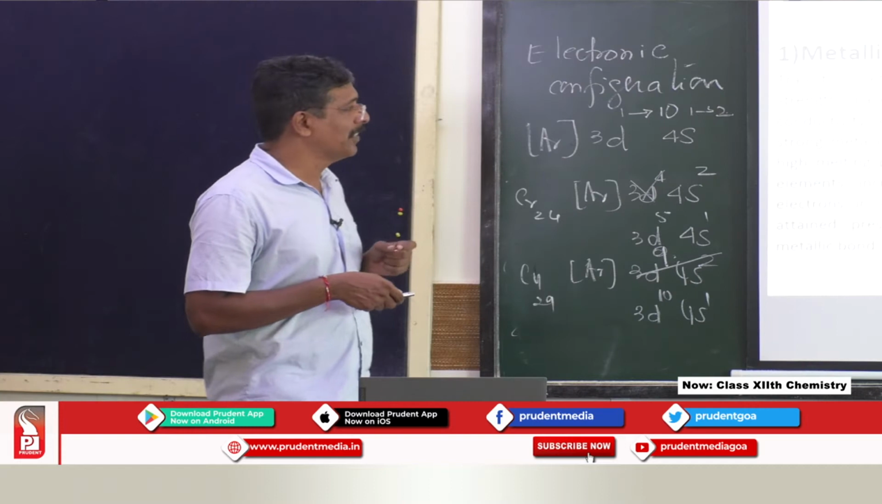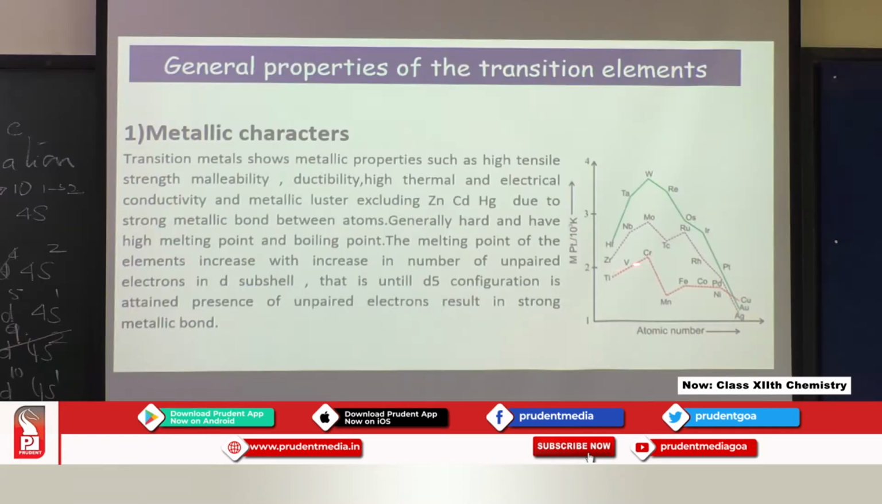See the graph. I will take the 3d series graph. Titanium is less. After that, vanadium increases, then chromium increases, and then Mn decreases a little, then iron, cobalt, nickel, copper. What happens is, in the middle you find it increases. In the middle it increases because it is having d5. d5 means 5 unpaired electrons. The more the unpaired electrons, the harder it is. And the fewer the unpaired electrons, the less hard it is.